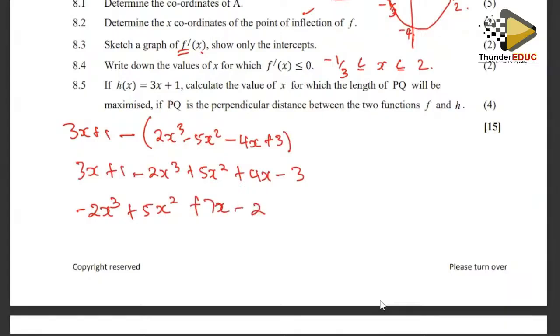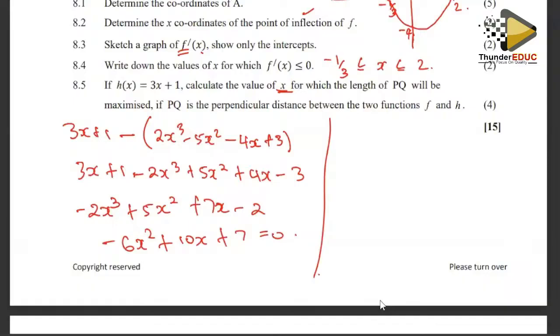So for us to maximize, which means we have to find the derivative again. And that is 6x squared plus 10x plus 7. Calculate the value of x. Then equate that to 0. 6x squared, so we can divide through by negative if you want. And then we could also use the quadratic formula in this case.